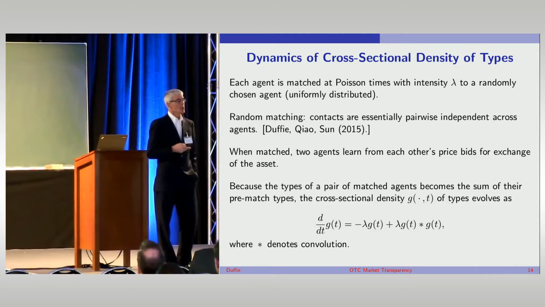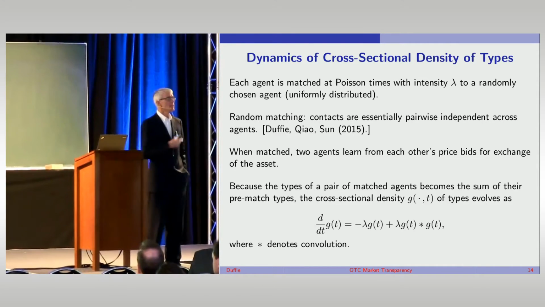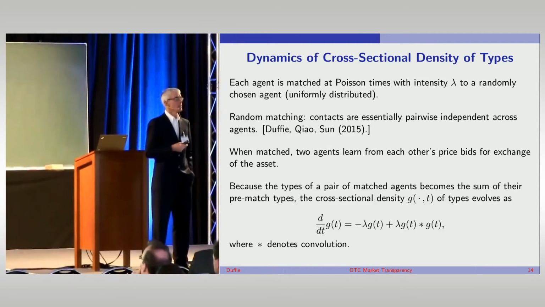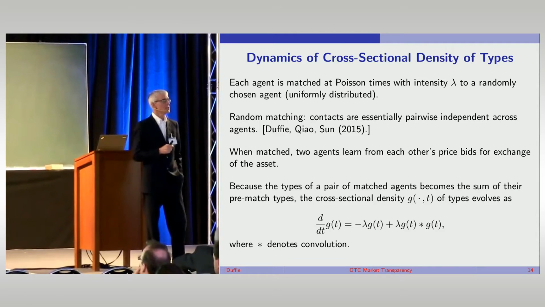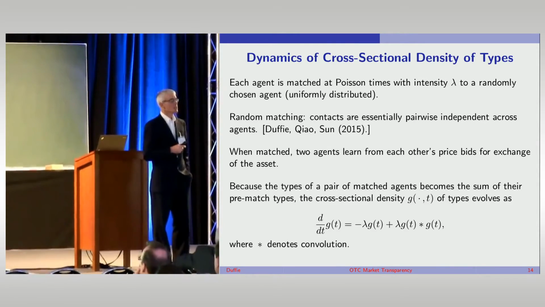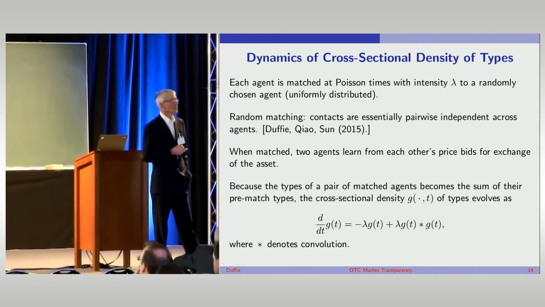In the end, the equation at the bottom of this slide describes the evolution of the density of types in the population. So this is a stochastic process. G of t is the density of types in the population at time t. It's a function of types. I'm just writing it as a function of time here, but it also depends on types. It gives you the density at each time. I'll show you a picture in a minute.